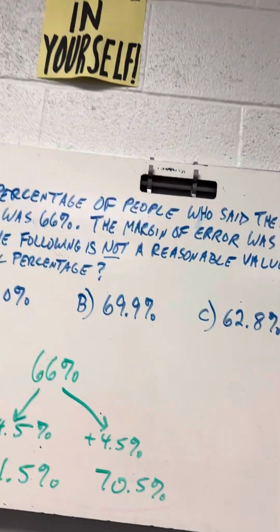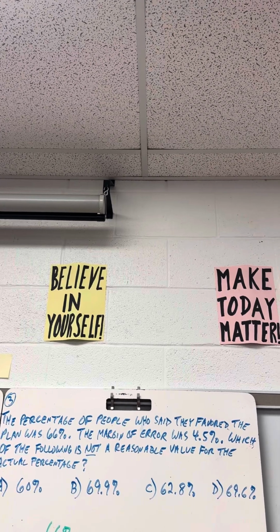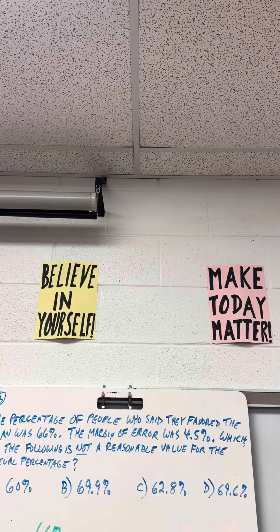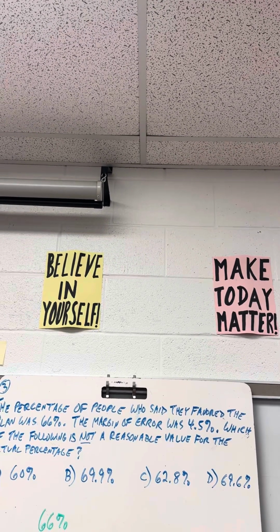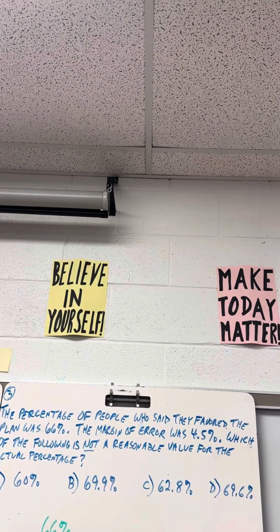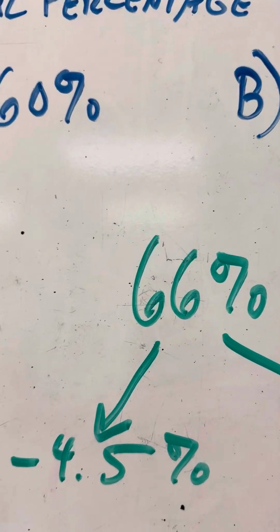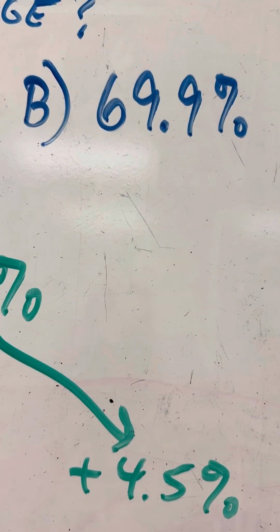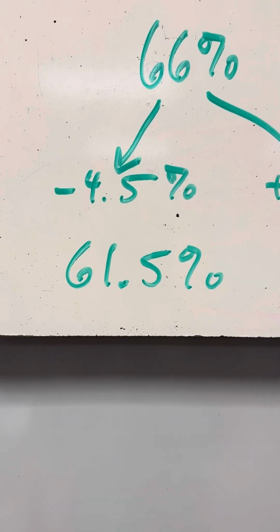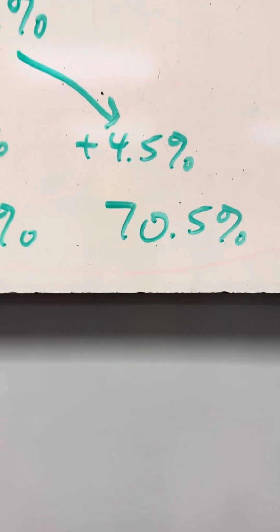And you're going to have a multiple choice question here. The percentage of people who said they favored the plan was 66%. The margin of error was 4.5%. Which of the following is not a reasonable value for the actual percentage? Okay, so you take 66%. You minus 4.5%. You plus 4.5%. 66 minus 4.5 is 61.5. 66 plus 4.5 is 70.5.